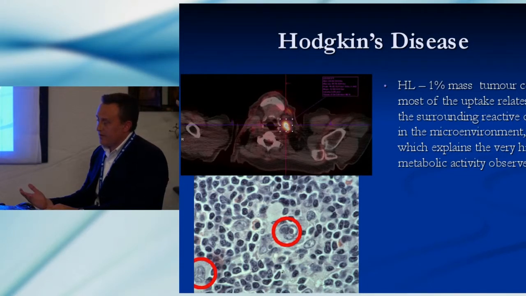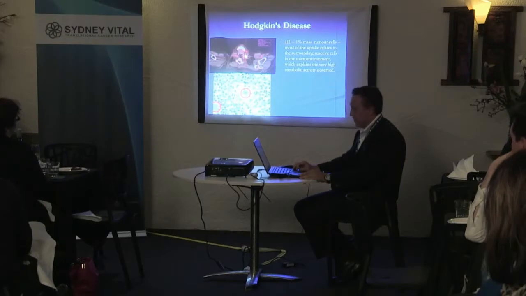The other end of the spectrum is Hodgkin's disease, in which only 1% of the mass is made up of tumour cells, and most of the uptake relates to the surrounding microenvironment of the reactive cells, and that explains the very high uptake and the very high metabolic activity observed in Hodgkin's disease.